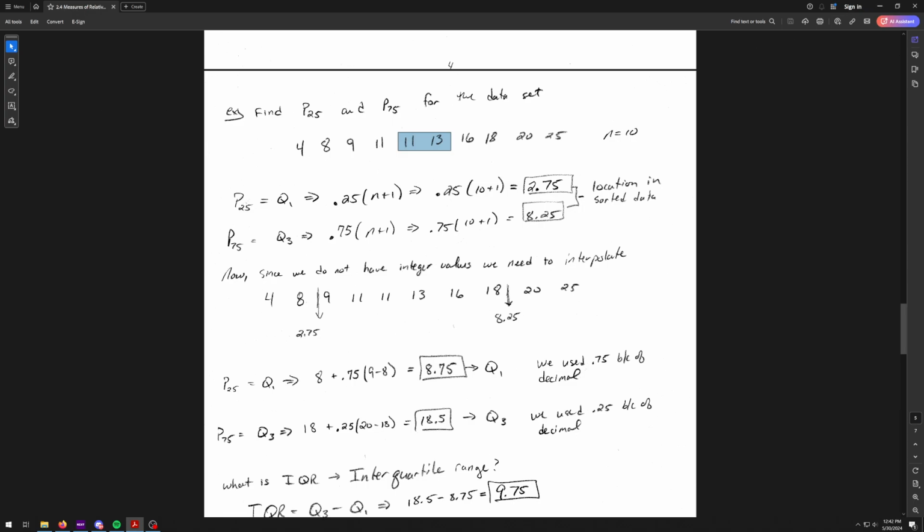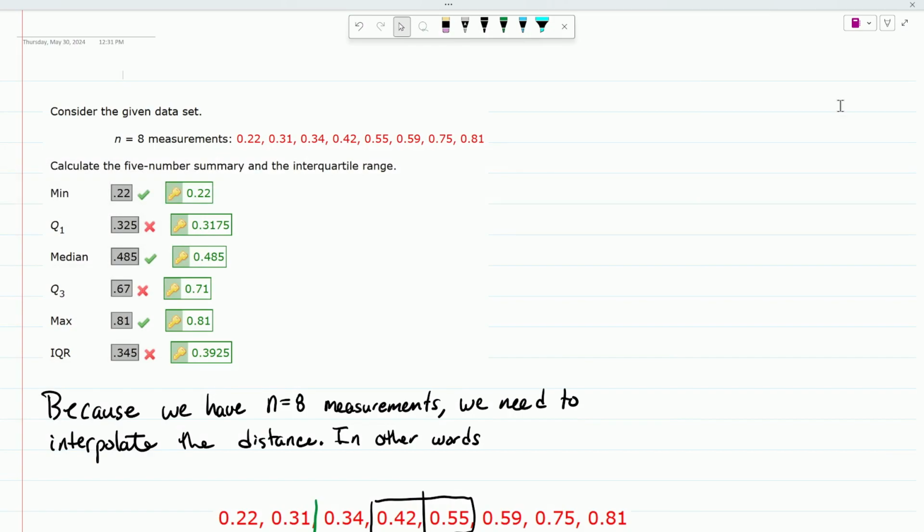So let's go back to our problem here, and we're just going to walk through this together. We're going to consider the data set of n equals 8 measurements. So right there, we have an even number, and we need to be careful with that. We want to find the 5 number summary.